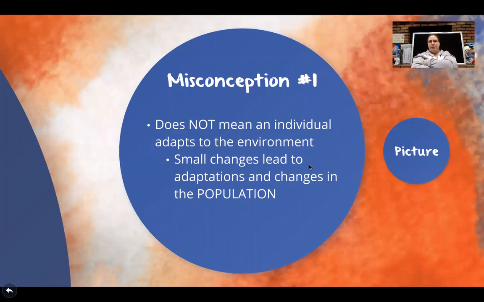So misconception of natural selection number one. It does not mean an individual adapts to the environment. That is not true at all. Individuals do not adapt to the environment. We're talking about changes in populations. So what that means is these small changes will build up over time and over the generations, and that will lead to adaptations and changes in the population.